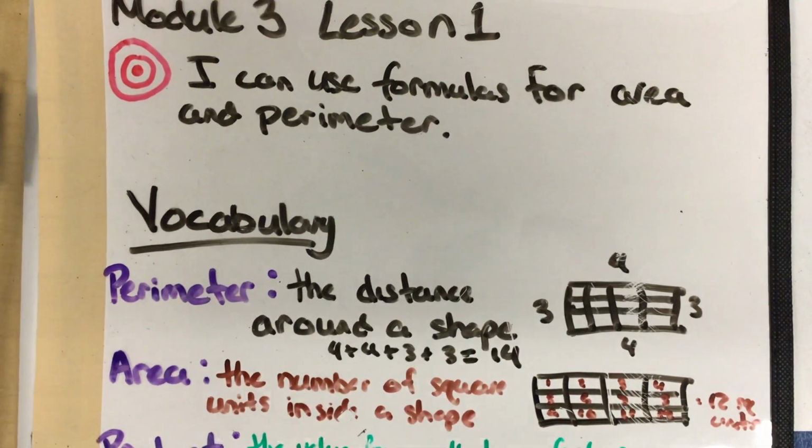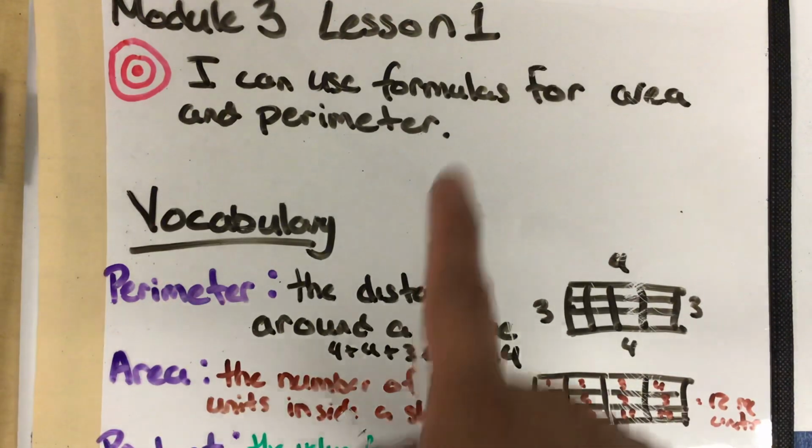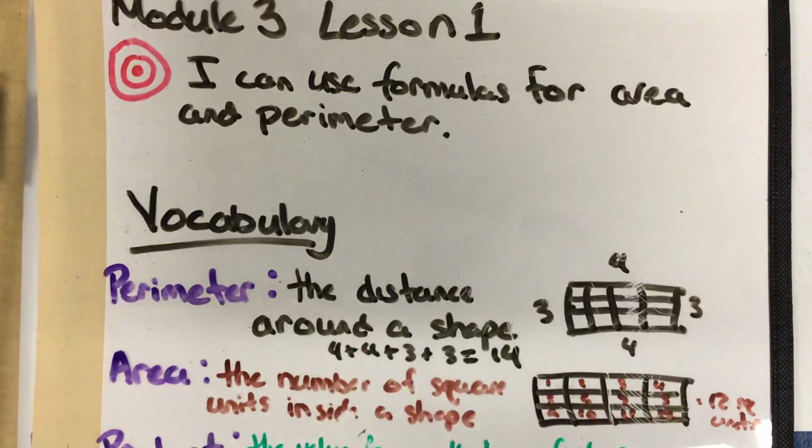Hello, fourth graders. Today we are looking at Module 3, Lesson 1, and we are at the start of our module for learning multiplication and division. Now, our very first lesson will touch upon something that you might remember from a previous grade level. We are looking at formulas for the area and perimeter.